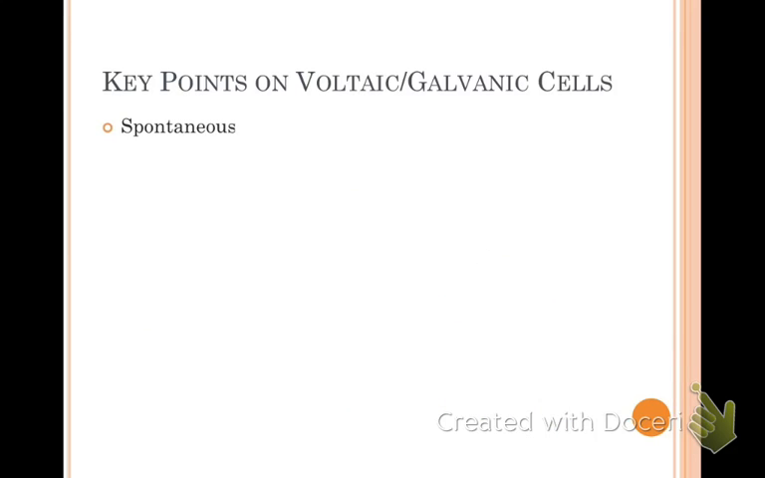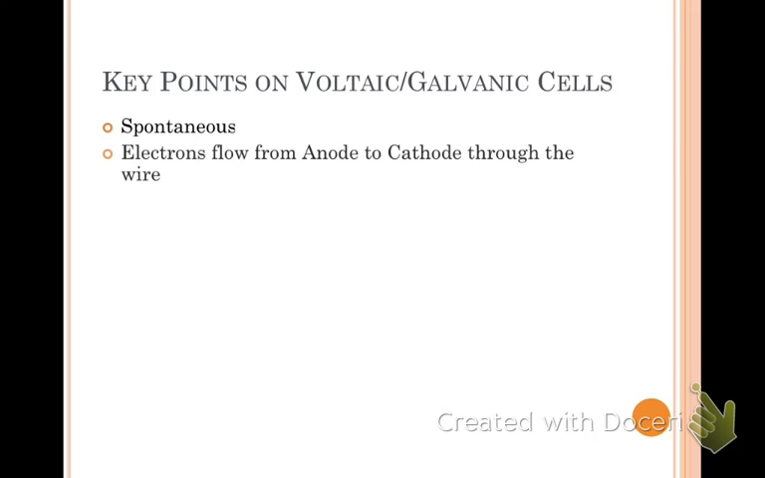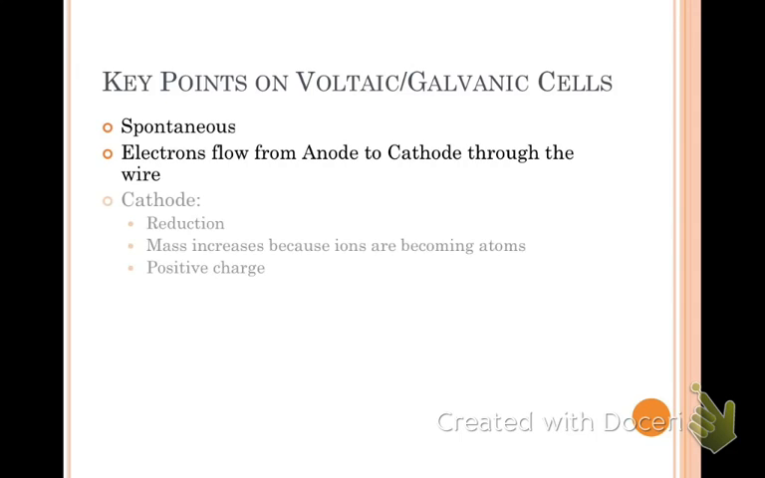I've seen these questions on the regions, so you need to know each and every one of these key points. First, these voltaic or galvanic cells are going to be spontaneous, no batteries required. Electrons will flow from the anode to the cathode through that wire. The cathode is where reduction occurs. The mass will increase because those ions are becoming atoms in solution. You need to remember all of this.